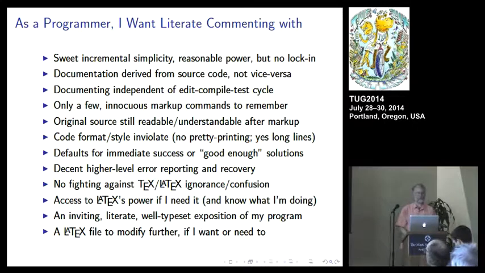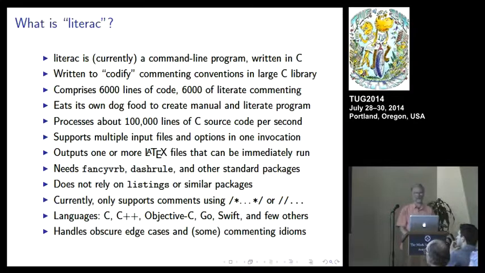And so what literacy does is it takes a C source file or any source file in a language that uses C-style comment syntax, and it outputs a LaTeX file. It's a command line program. It's about 6,000 lines of code, another 6,000 lines of literate commenting. The first 2,000 lines are its own user manual that will typeset. It will typeset itself. So this program, unlike JSBox, it does eat its own dog food right now.